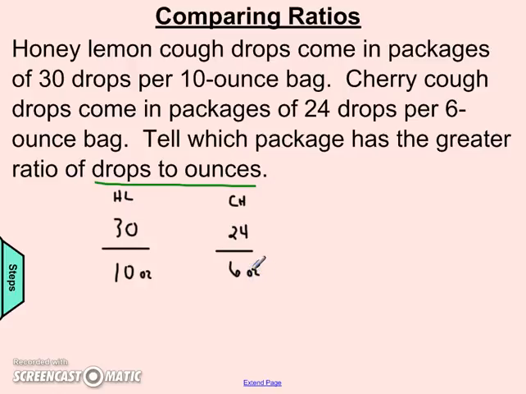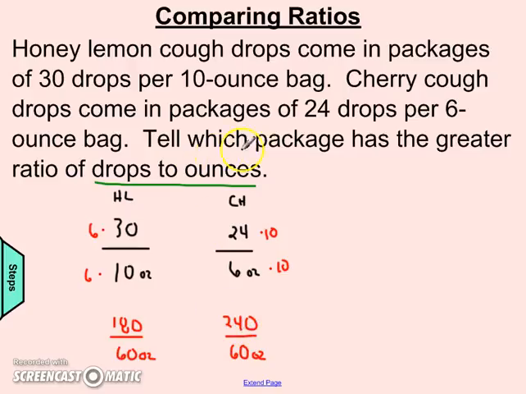And we want to compare them and figure out which one is bigger than the other. In this case, I'm going to go ahead and use common denominators. I know that 10 times 6 is 60, so I'm going to use 60 as a common denominator. Basically what we're saying is, if we took these bags and made them into 60-ounce bags, which one would have more drops? Now here I would be multiplying by 6. 6 times 3 is 18, and tack on my 0. So if I had a 60-ounce bag here, I'd get 180 drops. Over here, I'm multiplying by 10. 24 times 10 is 240.